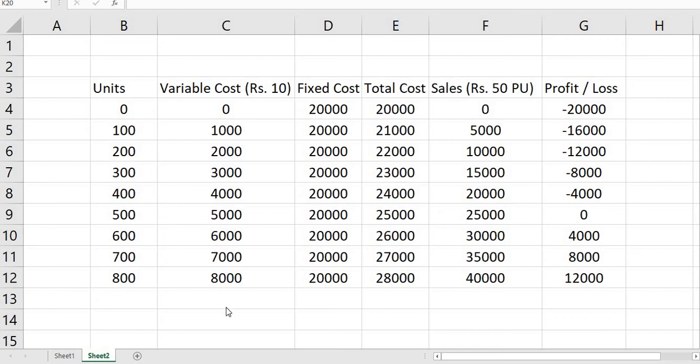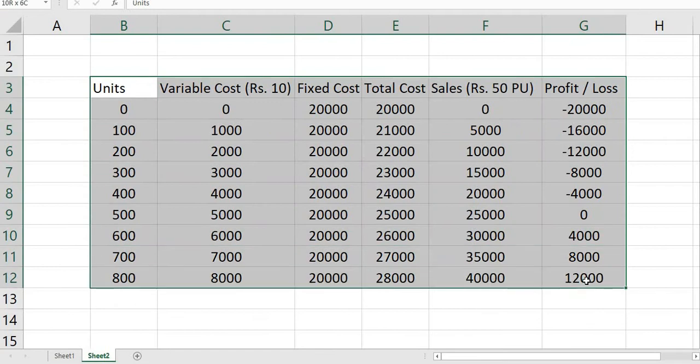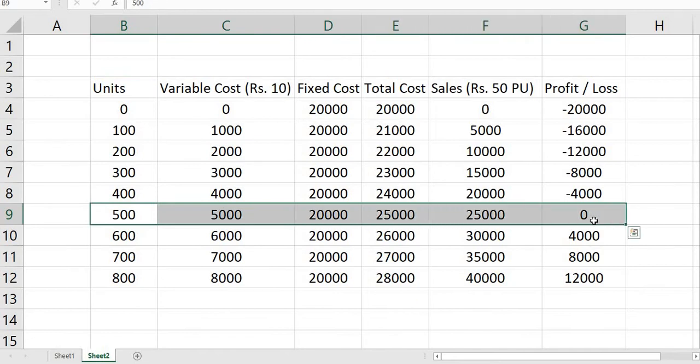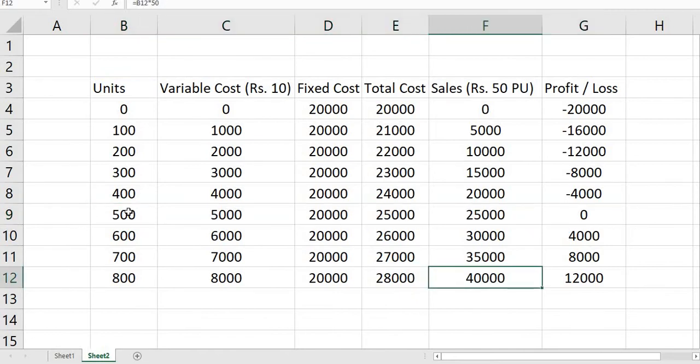In the last video we learned how to identify the break-even point using the tabular method. This table you must be familiar with right now, because we have used these particular figures to calculate the break-even point, and we said this is the break-even point level. In units, 500 units is the break-even point, and 25,000 rupees is the break-even sales volume.